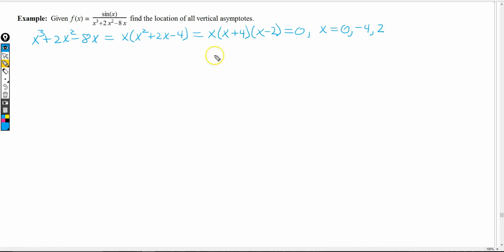So let's take a look at 0 first. Notice if we put 0 back into the function, we get the sine of 0 is 0, and the denominator, well, that's also 0, because if I put 0 in right here, that's going to knock everything else out. I'm getting 0 over 0. 0 may not be a vertical asymptote. Let's take a look at the limit as x approaches 0 for this function and note this.